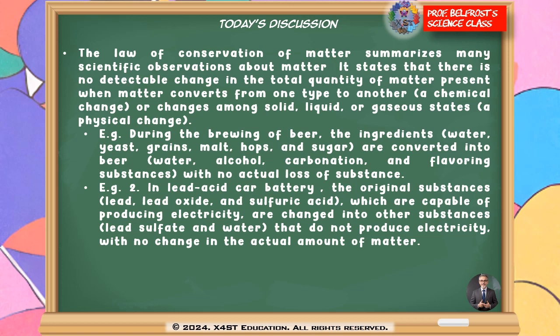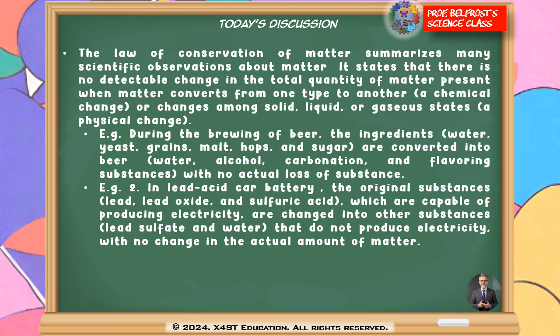Okay. First example, during the brewing of beer, the ingredients water, yeast, grains, malt, hops, sugars, maybe many more are converted into beer: water, alcohol, carbonation, flavoring substances, with no actual loss of substance. It's just the same. The mass stays the same, but maybe it changed the form, it changed the state. Maybe you have a new compound, etc. The color will also be different.